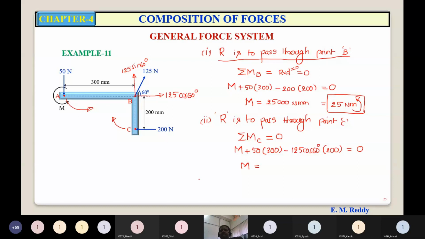Value of M is minus 2500 Newton millimeter. So it is 2.5 Newton meter clockwise. Meaning it is minus, clockwise.